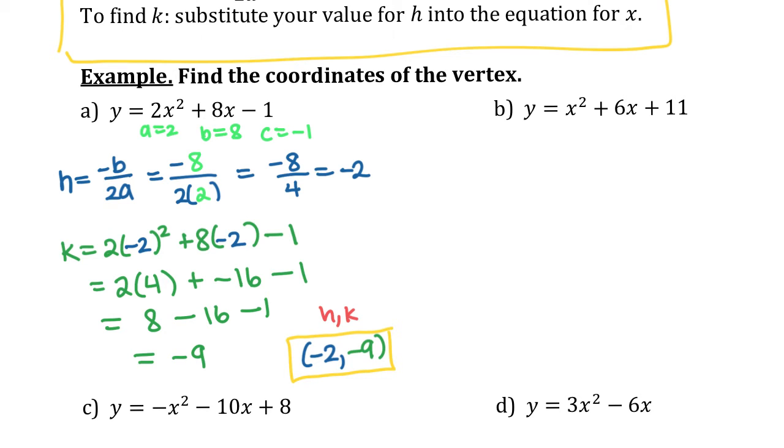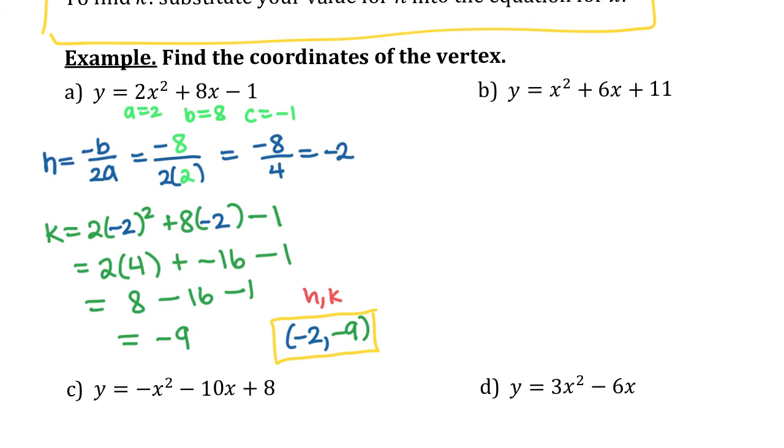Okay, so let's go ahead and look at B and try to do the same thing. For the first step, I'm just going to identify the A, B, and C. A is the coefficient on the x squared. Remember, if there's nothing there, it's like a 1. B is the coefficient on the x, and C is the constant. Now the formula is going to be h equals negative b over 2a.